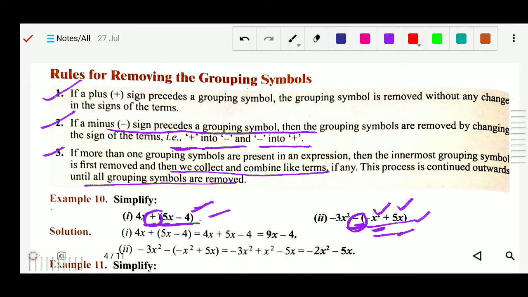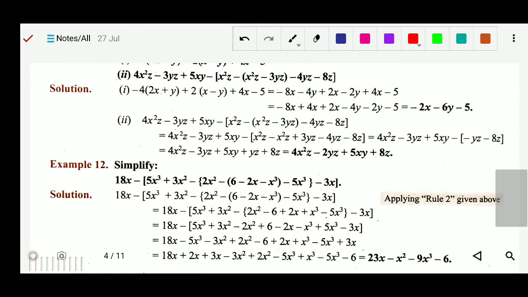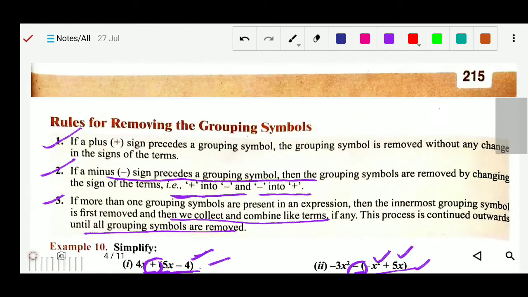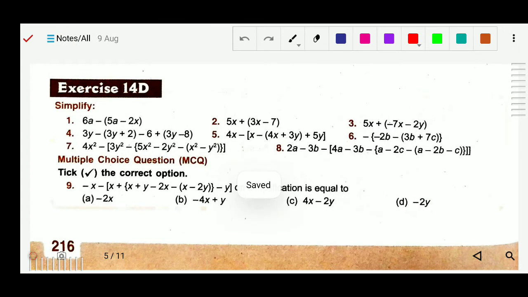So this is about rule number 3. This concept we will follow and we will solve this exercise. Okay, these are the only concepts that you should know. Now exercise 14D. Let's solve exercise 14D.